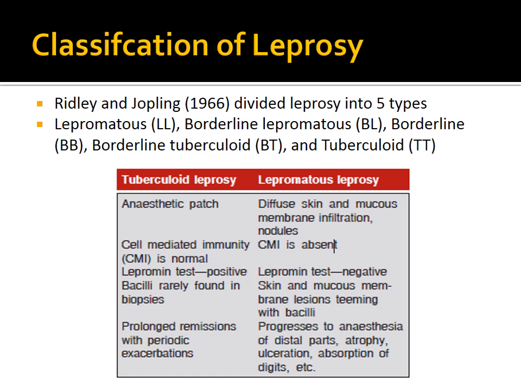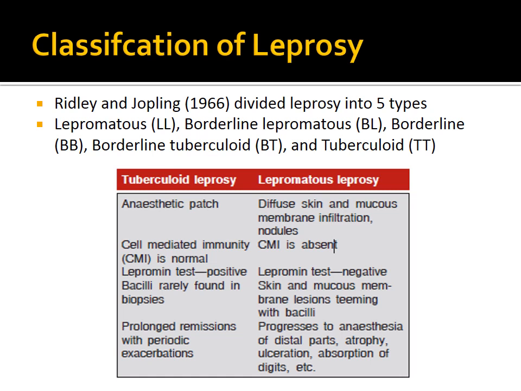Like we have a tuberculin test, here is a lepromin test. The lepromin test in leprosy is positive for tuberculoid leprosy, while it is negative for lepromatous leprosy. Now coming to the biopsy, if we are taking the biopsy of skin lesions, the bacilli are rarely found in tuberculoid leprosy, while in multibacillary leprosy the skin and mucous membrane regions are teeming with bacilli. So there are a large number of bacilli.